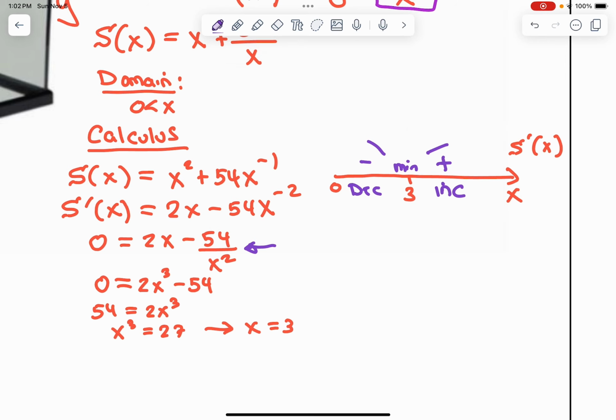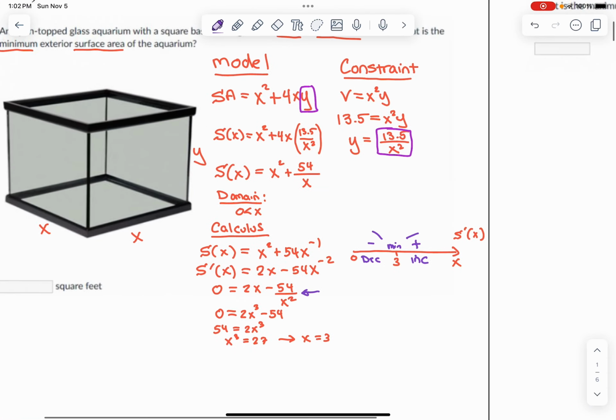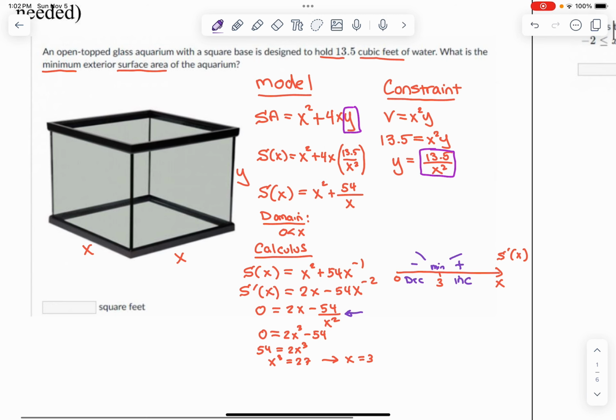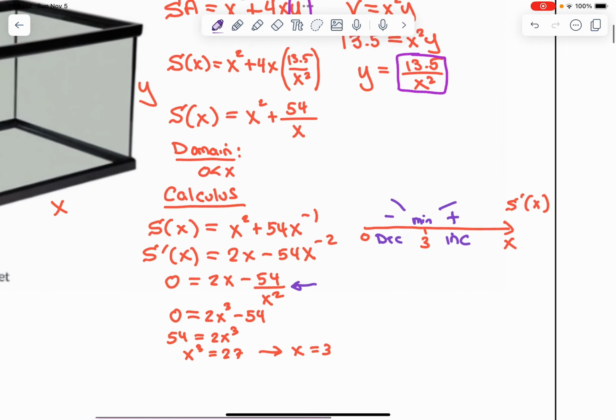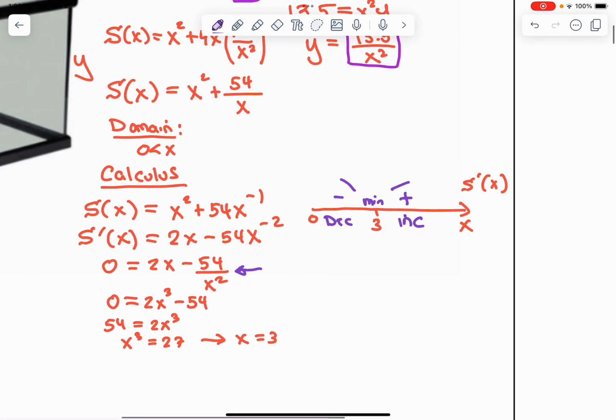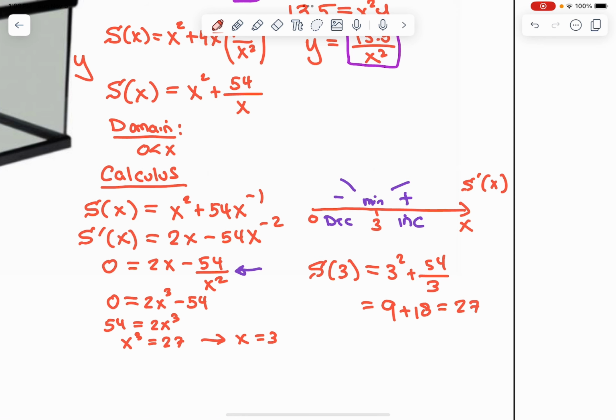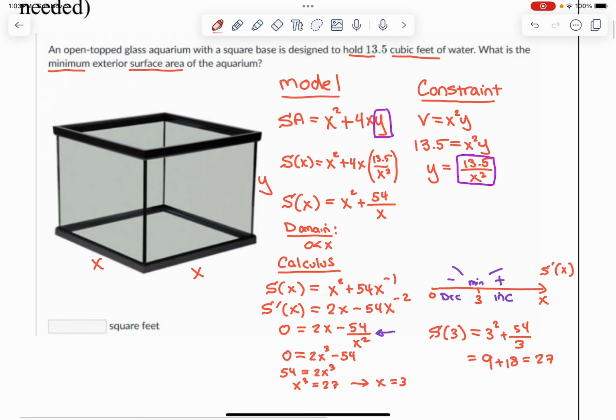Great. So I answered the question. What was the question again? What's the minimum exterior surface area? I know that happens when the base is 3. So I'm going to evaluate the function at 3. S of 3 is 3 squared plus 54 divided by 3, which is 9 plus 18, or 27 square feet.